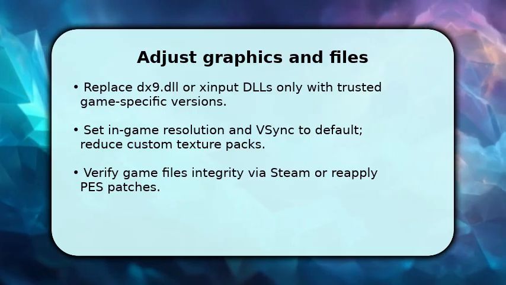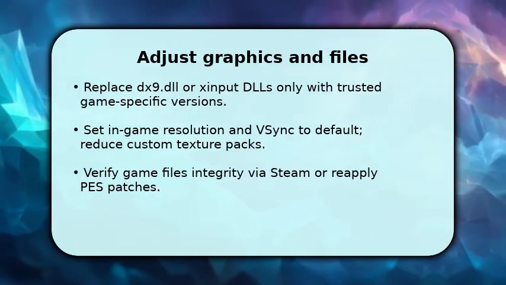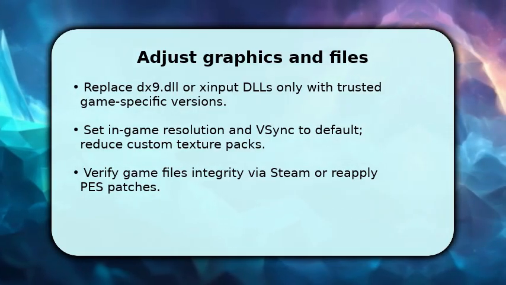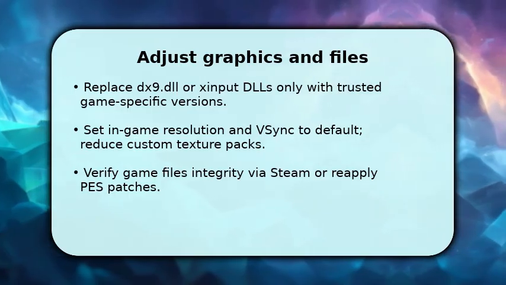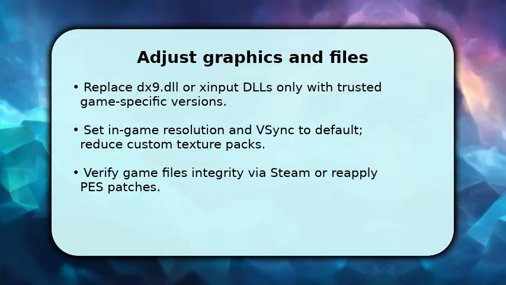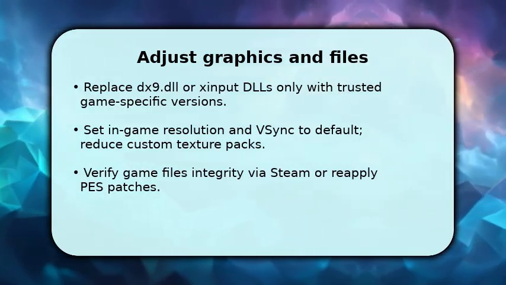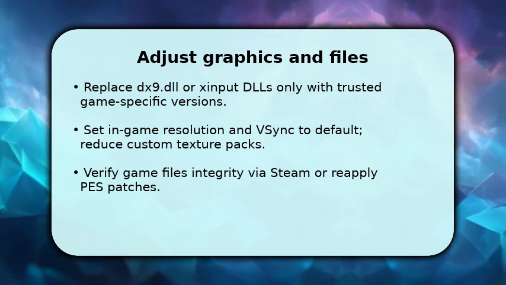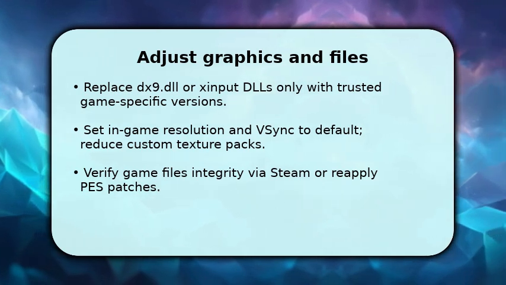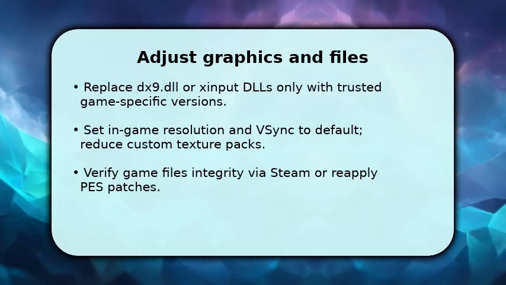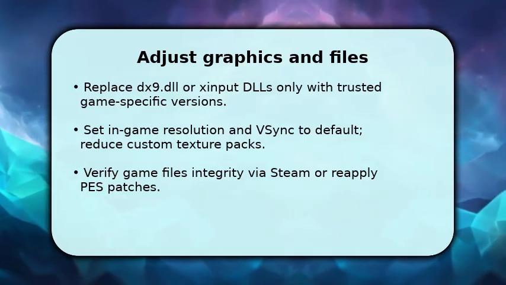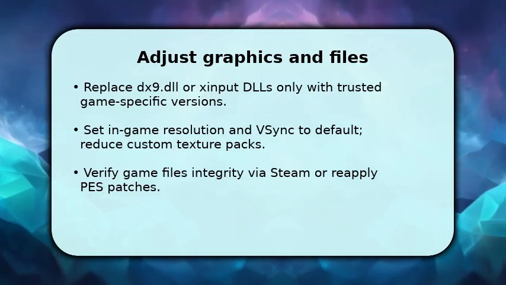Then open graphics options, set resolution to native, turn off forced anti-aliasing from the GPU panel, and set VSync to the game default. If you use custom textures or shader mods, temporarily remove them. Finally, verify game files through Steam or reapply the official PES patches to restore original executables.